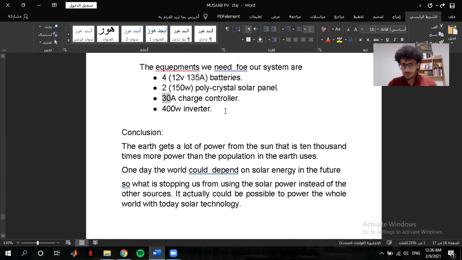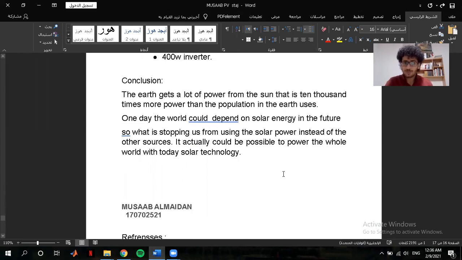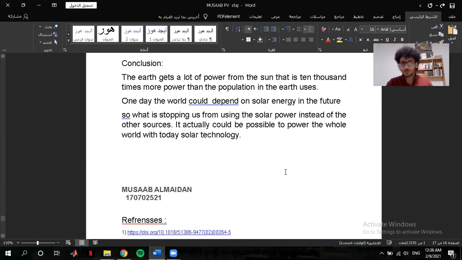In conclusion, the Earth gets a lot of power from the sun. That's 10,000 times more power than the population in the world uses. One day, the world could depend on solar energy in the future. So, what's stopping us from using solar energy or solar power?